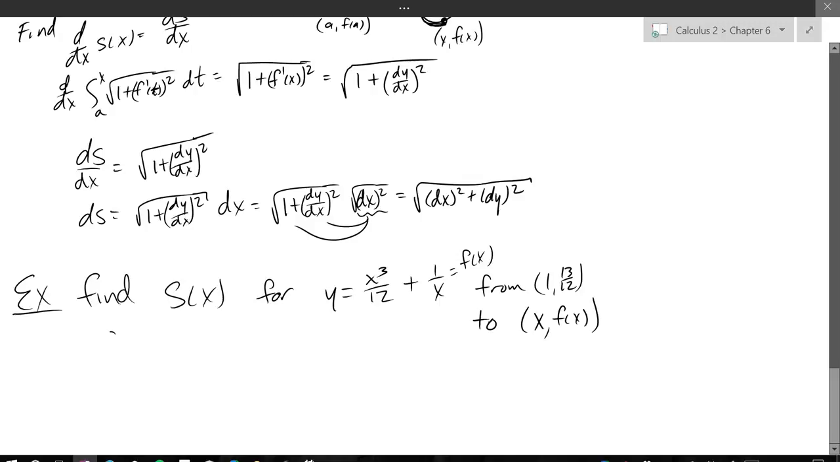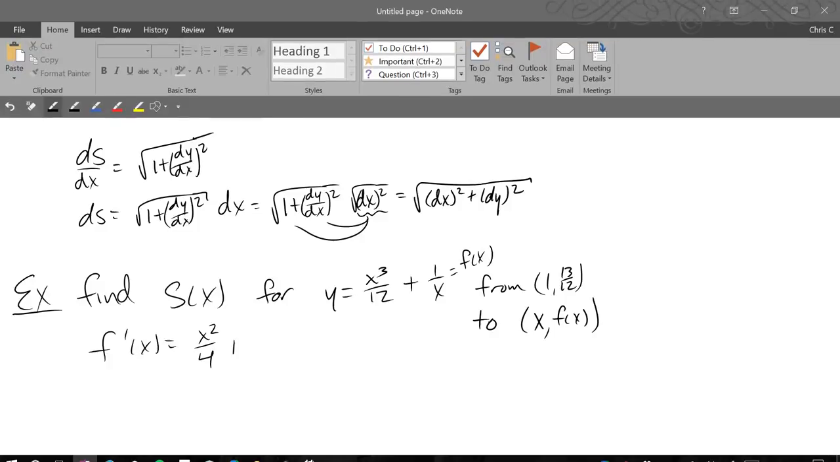So we need the derivative. So what is f prime? Take the derivative. 3 over 12 is 1 fourth. x squared over 4 minus 1 over x squared.